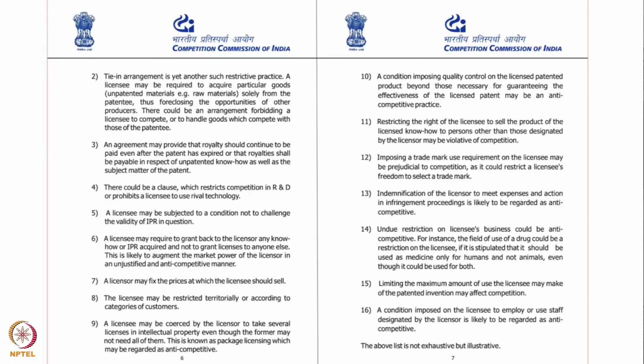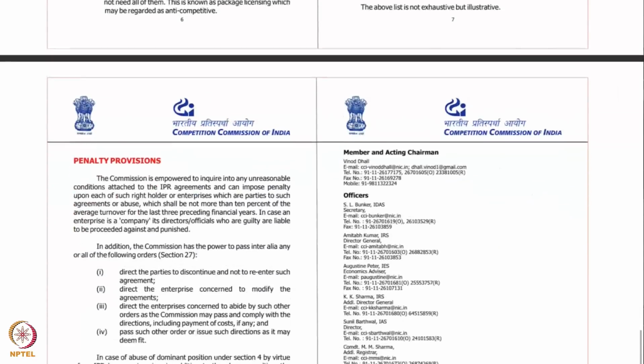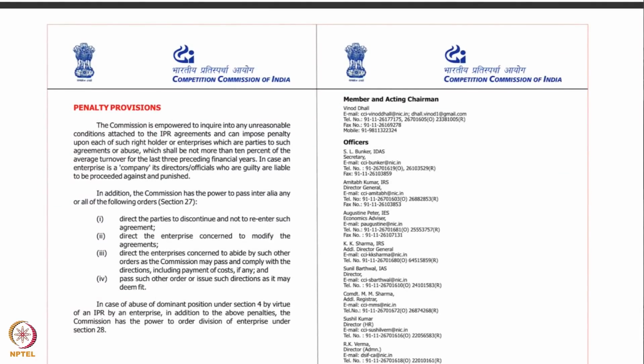This is not an exhaustive list, as the booklet says. There could be more instances. Now, what can the Competition Commission do? It is empowered to inquire into any unreasonable condition, and it is also empowered to look into abuse of dominant position, and it can also impose penalty and ask the wrong to be corrected.